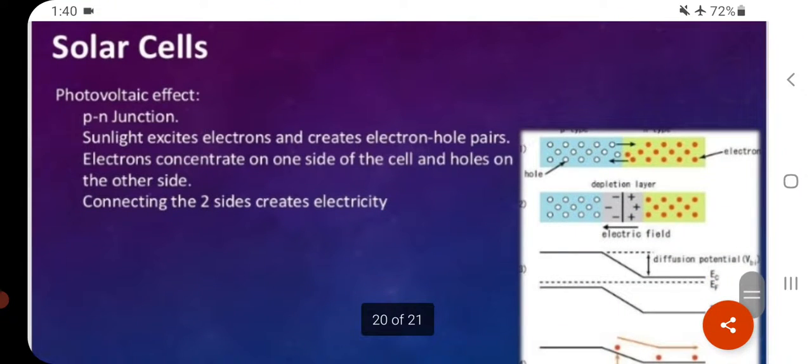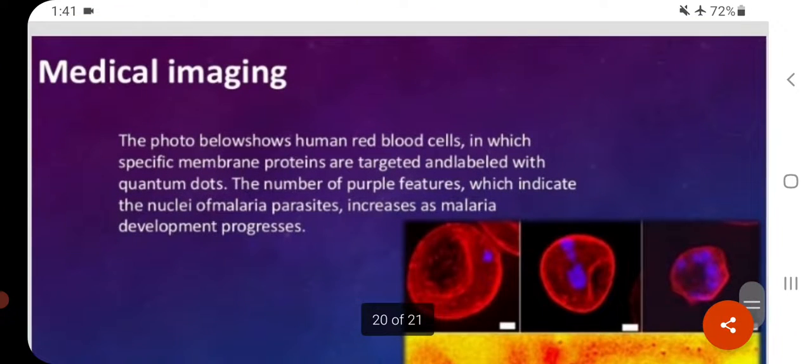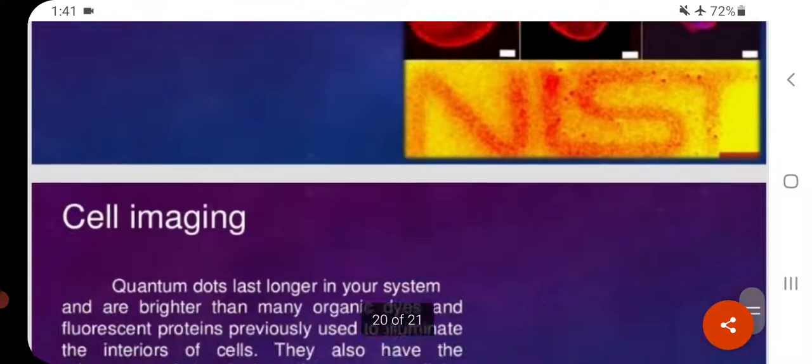Solar cells. Photovoltaic effect. p-n junction. Sunlight excites electrons and creates electron-hole pairs. Electrons concentrate on one side of the cell and holes on the other side. Connecting the two sides creates electricity. Medical imaging, in which specific membrane proteins are targeted and labeled with quantum dots. The number of purple features, which indicate the nuclei of malaria parasites, increases as malaria development progresses.